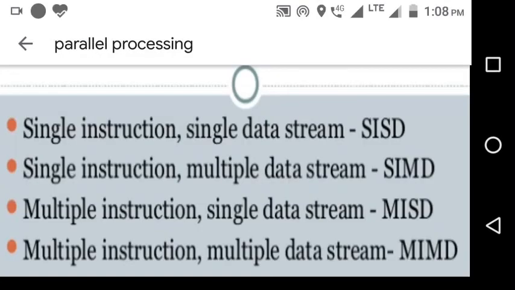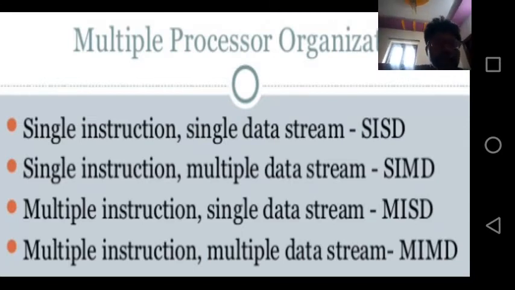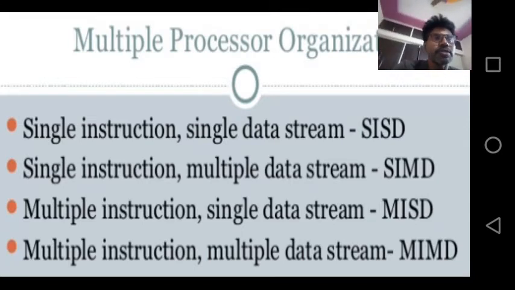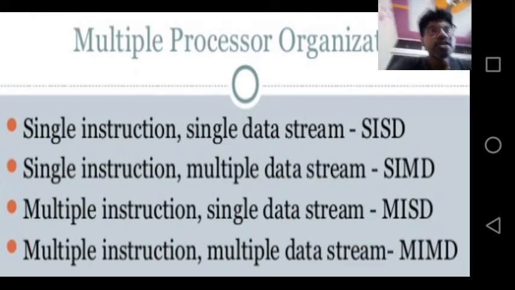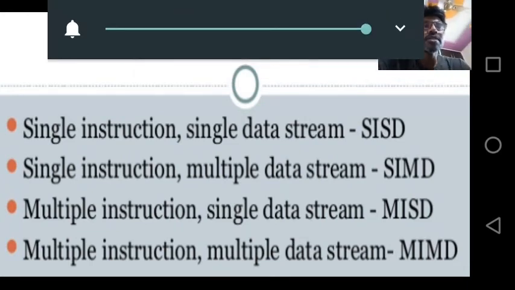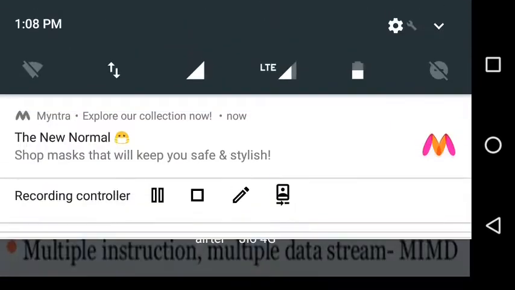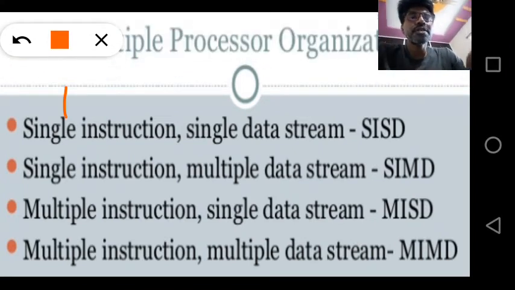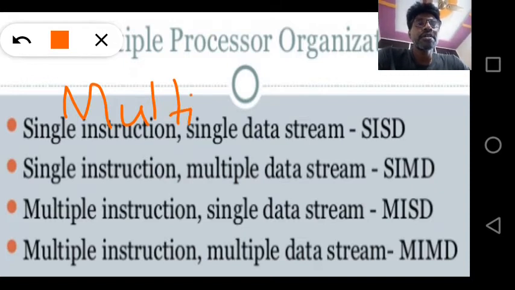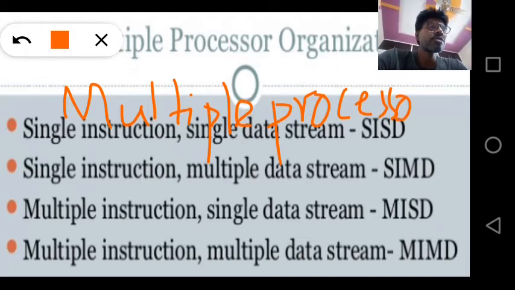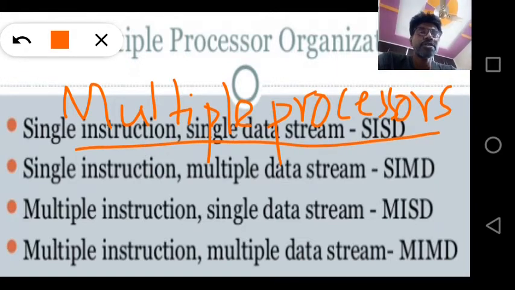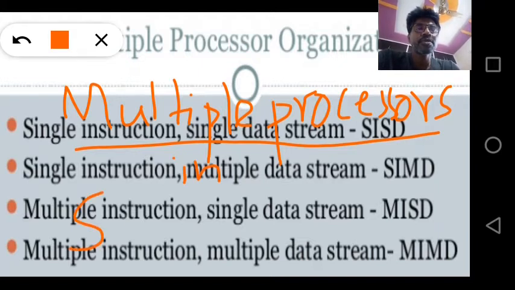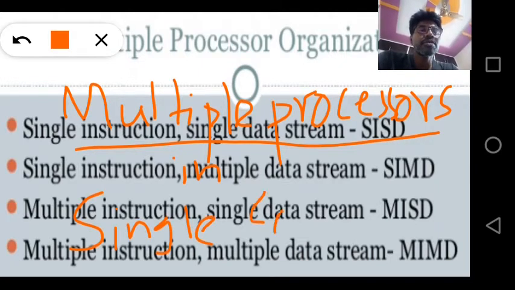Hi all. Today we will discuss multiprocessor organization. This is a very important topic. As all of you know, multiprocessor is nothing but there are two possibilities. Either multiprocessing, that means having multiple processors in a single computer, single digital computer. This is one possibility.